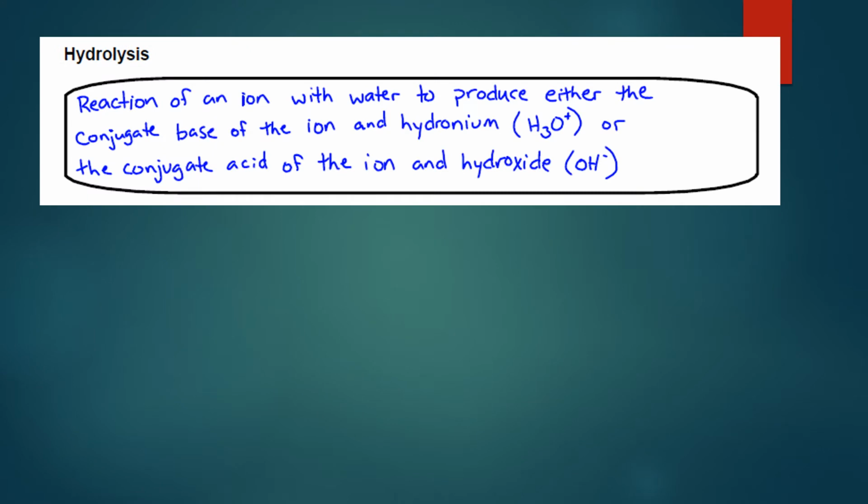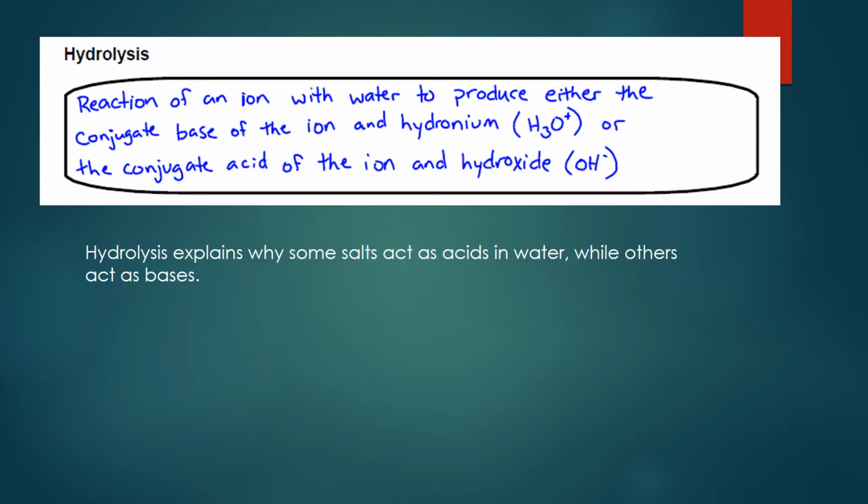With hydrolysis, the word hydrolysis means to split apart using water. So it's a reaction of an ion with water to produce either the conjugate base of the ion and hydronium, or the conjugate acid of the ion and hydroxide. What we're basically doing is taking our salt, splitting it apart, removing any spectator ions, and we'll talk about that in a second, and then trying to figure out if the remaining cation or anion acts as an acid or a base.